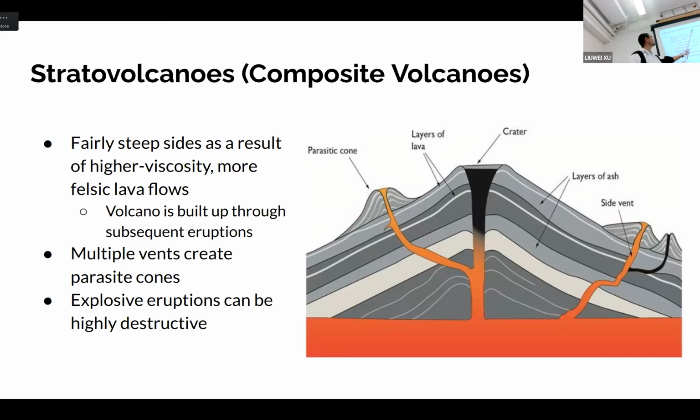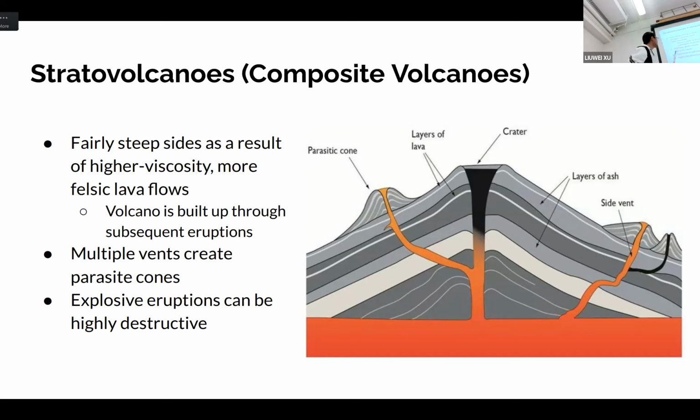Stratovolcanoes are also called composite volcanoes. For this kind of volcano, we see fairly steep sides as the result of high viscosity and more felsic lava flows. So the lava flow here is felsic and has high viscosity. It's hard to flow.